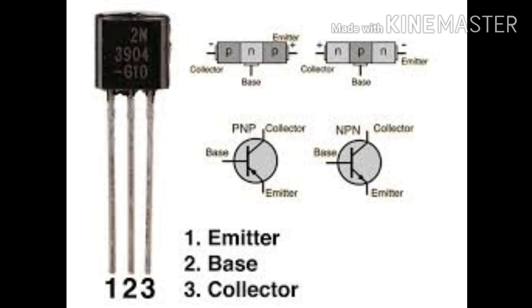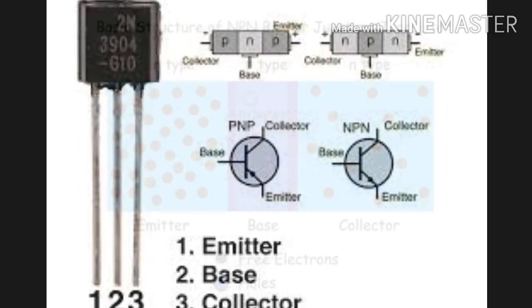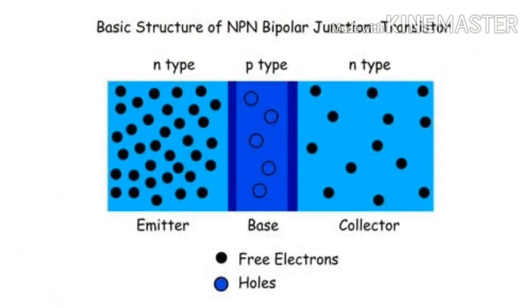In a PNP transistor, N-type semiconductor is joined to two P-type semiconductors, and in NPN transistor, a P-type semiconductor is joined to two N-type semiconductors. So, in a transistor, there are three main parts or three main terminals called the emitter E, the collector C and the base B.